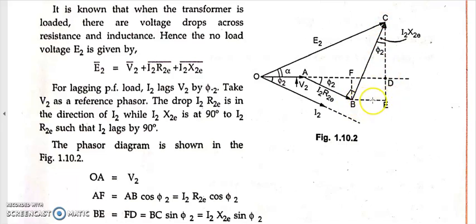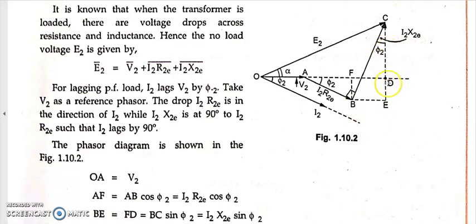I need to know this side's length. This is the opposite side, this is the base or adjacent side, this is the hypotenuse, and this is the 90 degrees, as per trigonometry. If I need to know the opposite side, then I need to apply sine. If I need to know the adjacent side, I need to apply cos. Since here I need the opposite side, I apply sine.